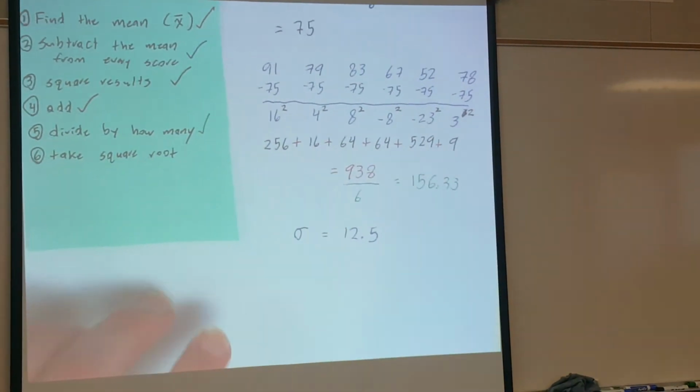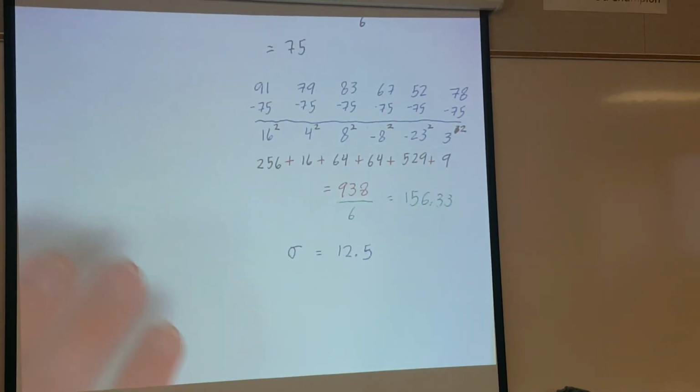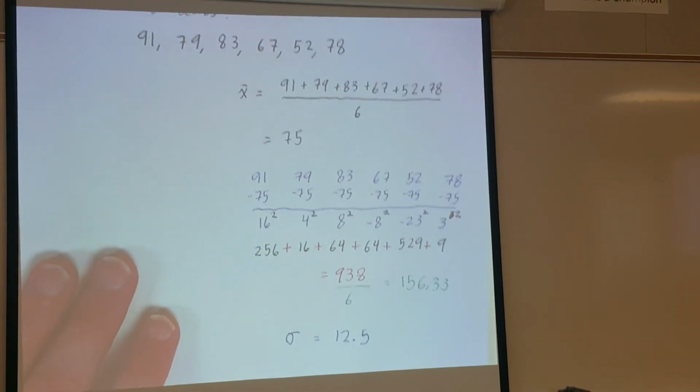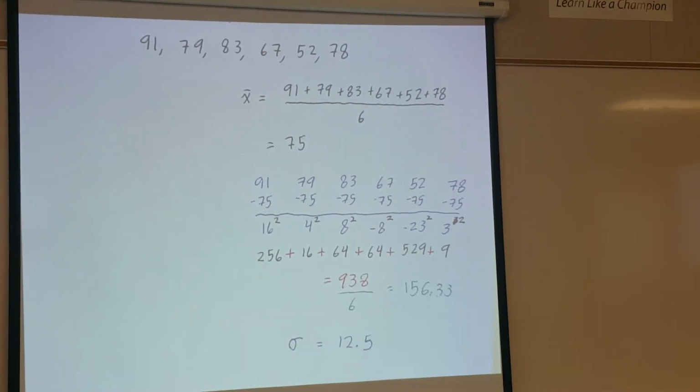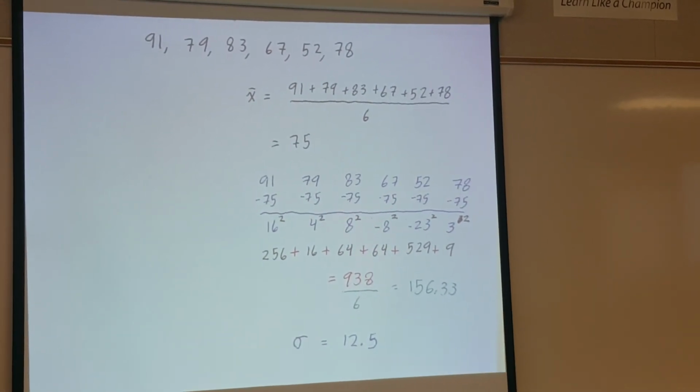Now let's talk about what this means. What this means is the following. The standard deviation shows how spread out the scores are. Okay, it shows, are the scores all focused in one area or are they all over the place?